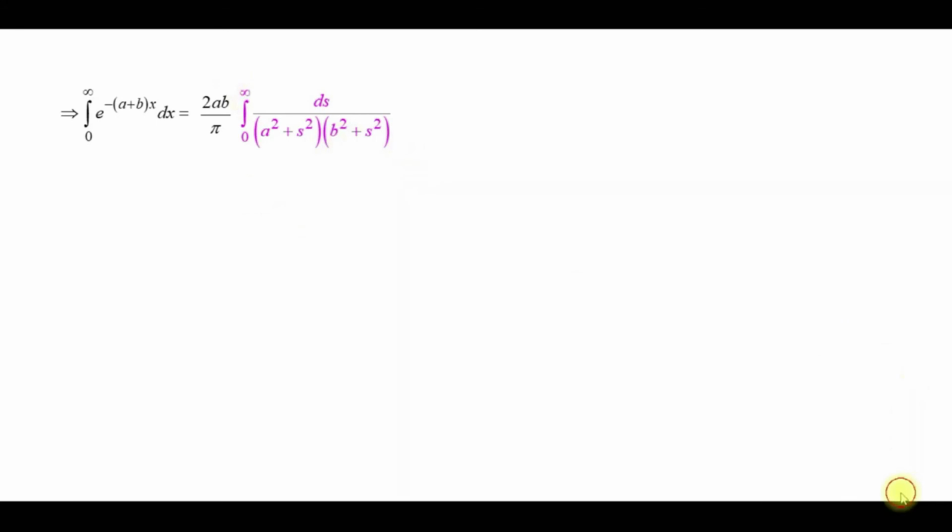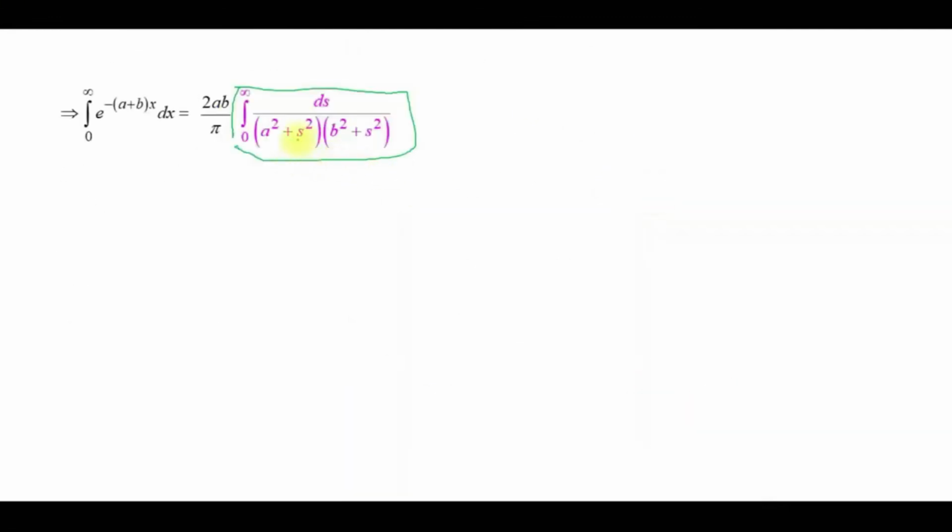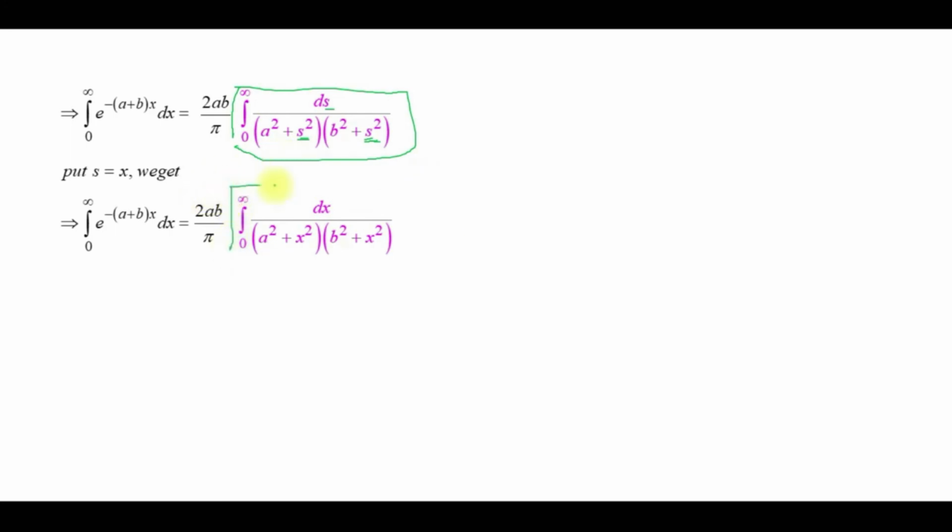Compare. So now compare this with deduction 3. The only difference is here x, but here s. So substitute s equal to x. We get this is x square and this is x square: the integral from 0 to infinity of dx divided by a square plus x square into b square plus x square. Actually we need to find this term only.